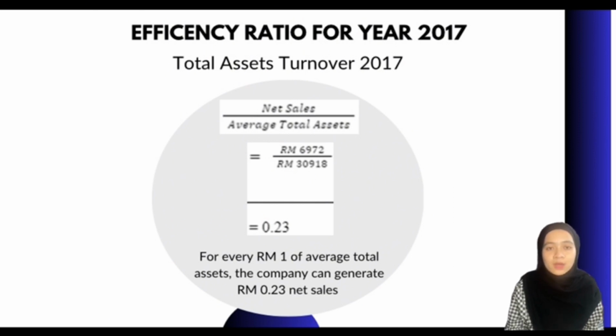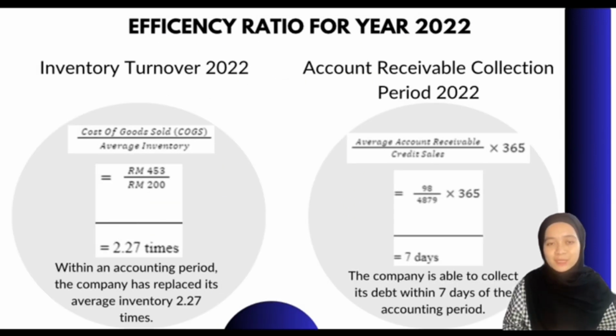It means that for every one of average total assets, the company can generate 23 cents net sales. Next, I will explain about inventory turnover, account receivable collection period and total assets turnover of 2022. For 2022, the inventory turnover is higher than 2017, which is 2.27 times. It means that within an accounting period, the company has replaced its average inventory 2.27 times.